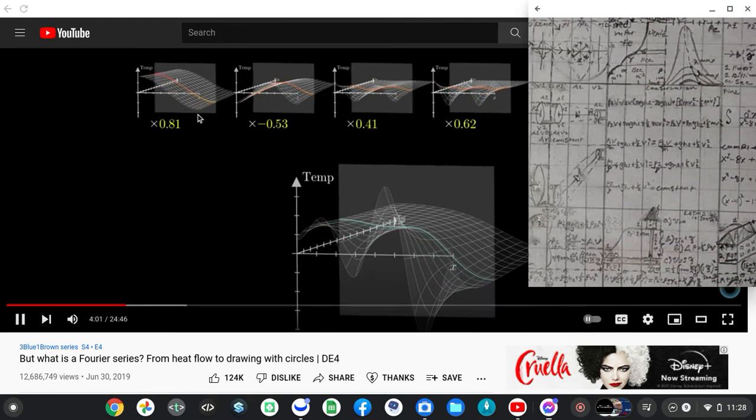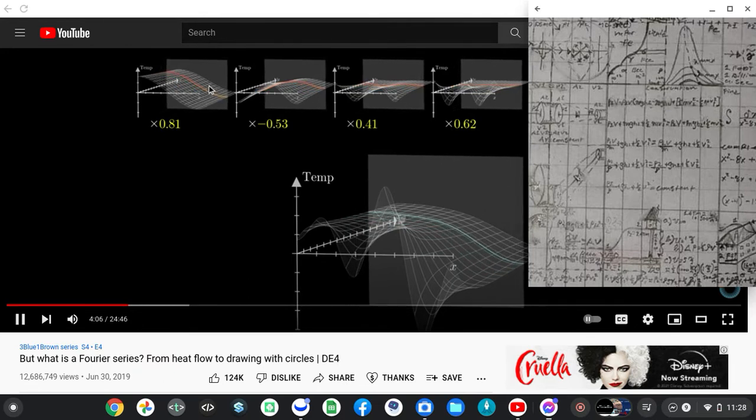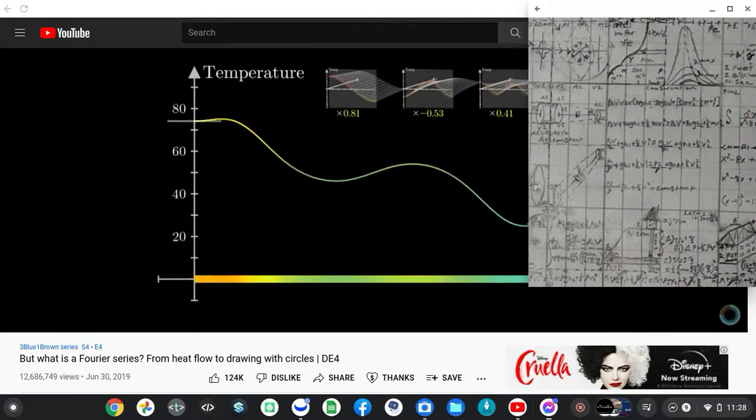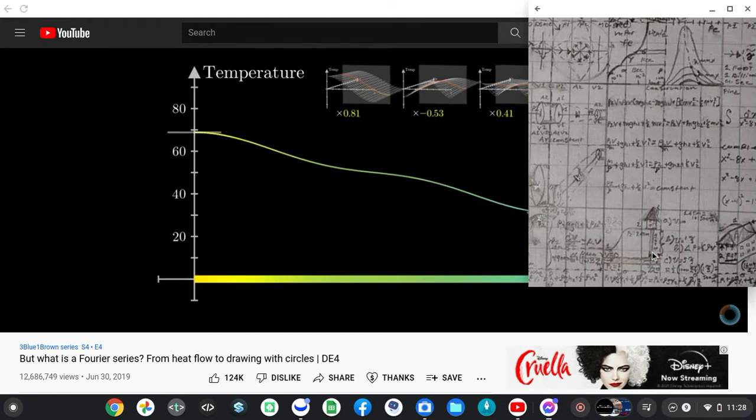High frequency terms go to zero quickly, leaving only the low frequency terms dominating. So in a funny way, all of the complexity in guessing the evolution of this heat distribution, which the heat equation implies, is captured by this difference in the decay rates for the different pure frequency components.